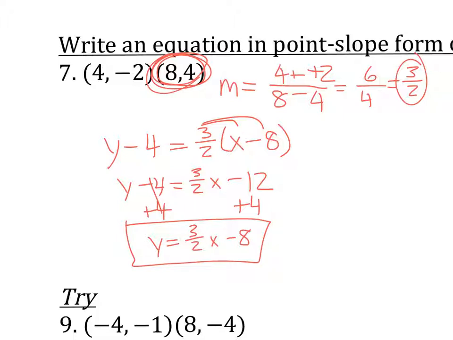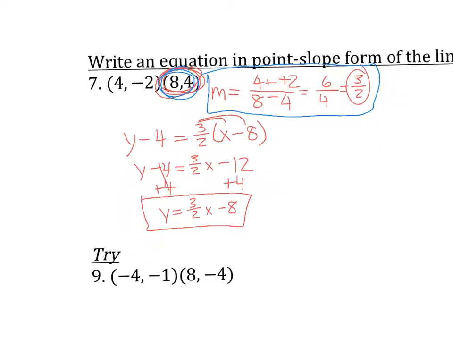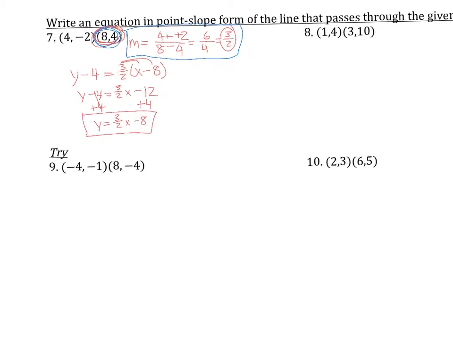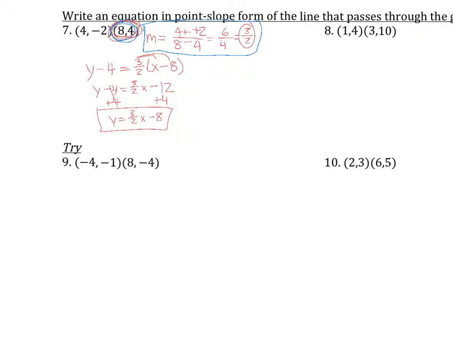Okay, so the only thing different about these problems is this part right here, right? First thing I have to do is calculate my slope. So once I calculate my slope, I pick an ordered pair, and then I go from there, okay? All right, so go ahead and pause the video, try 9 and 10, and then you can go ahead and play when you're ready for me.